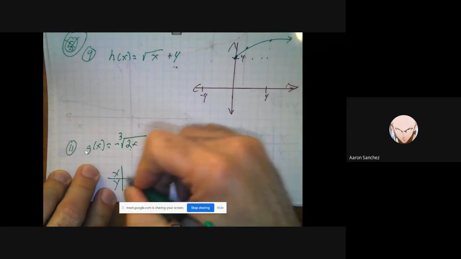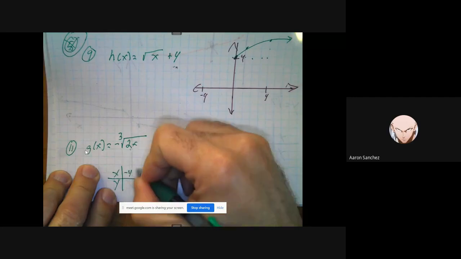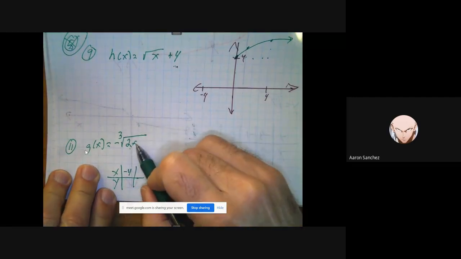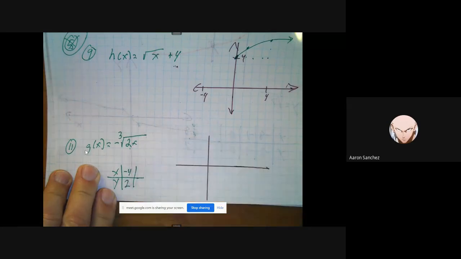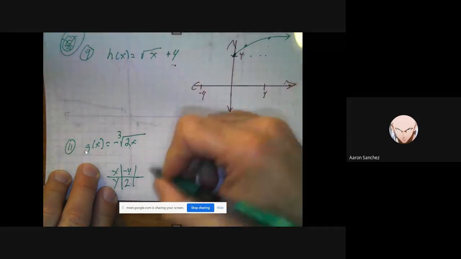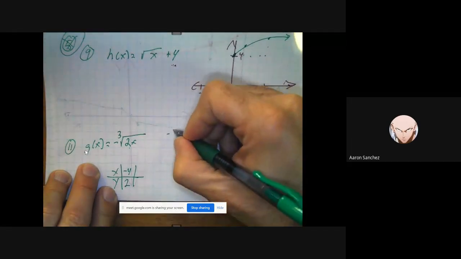So let's make x equal to negative 4. Why did I say negative 4? Because 2 times negative 4 is negative 8, right? And the cube root of negative 8 is negative 2, but then the negative makes it positive 2. Let me show you what I did, because I just did that in my head. Let's say we plug in negative 4.